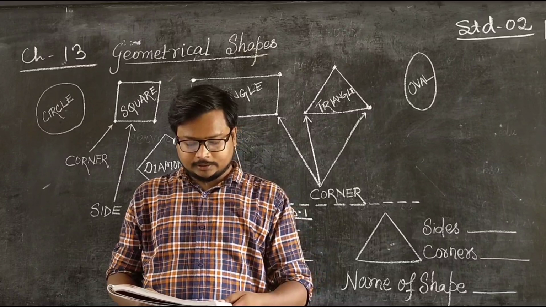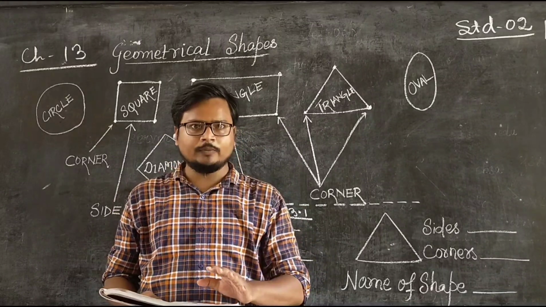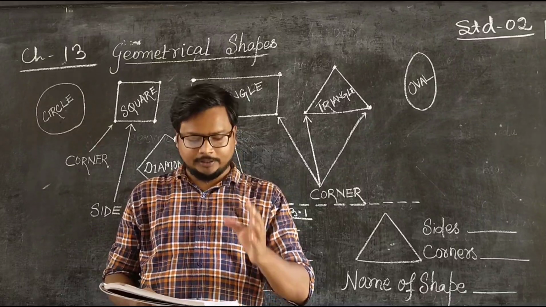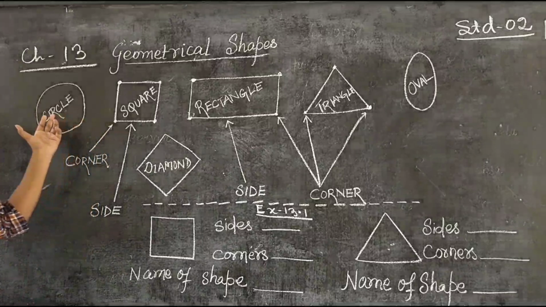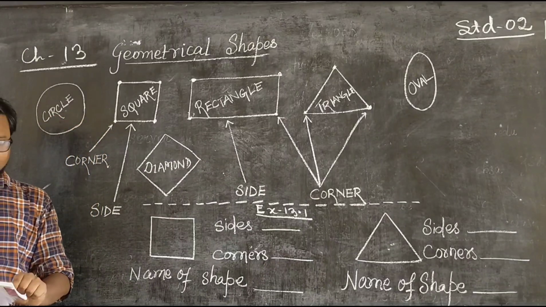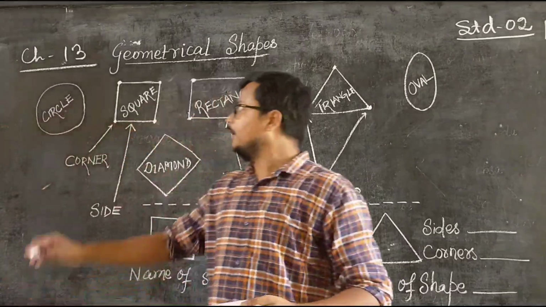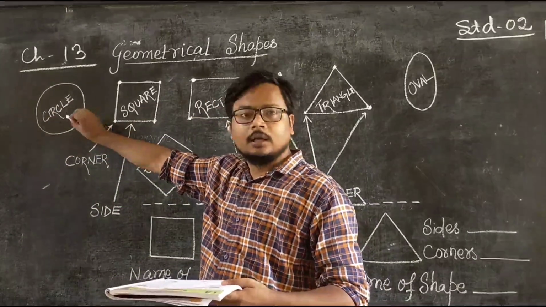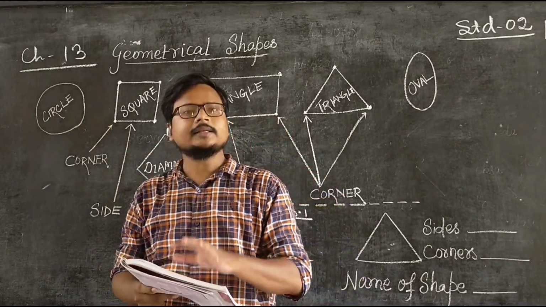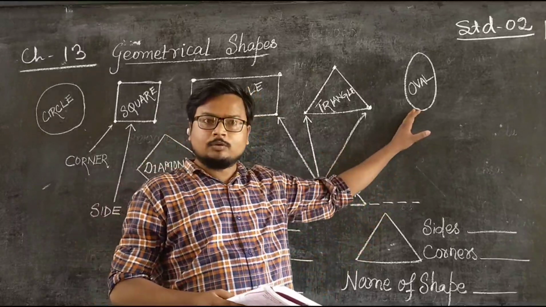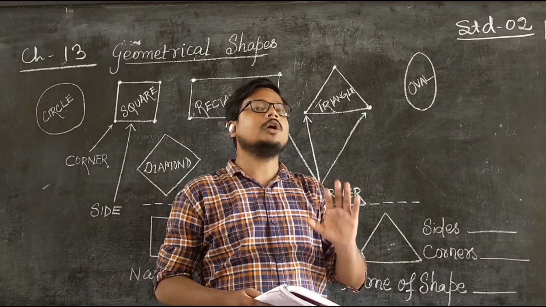So now let us start exercise 13.1. Before starting 13.1, let us clear a few things. As you can see, this is the circle. A circle has no sides and no corners. In the same way, in this oval also there is no corner as well as no side.